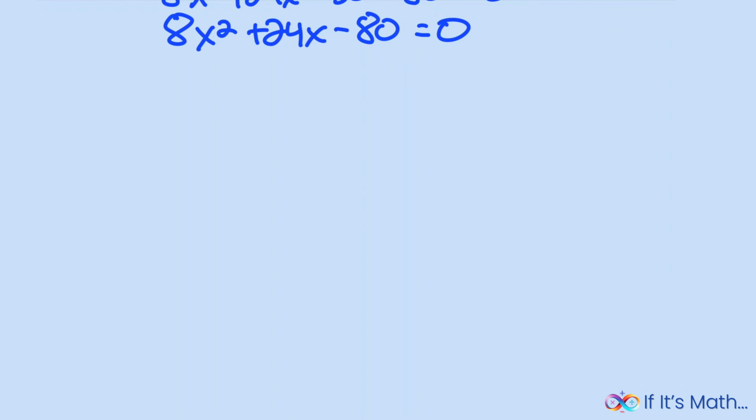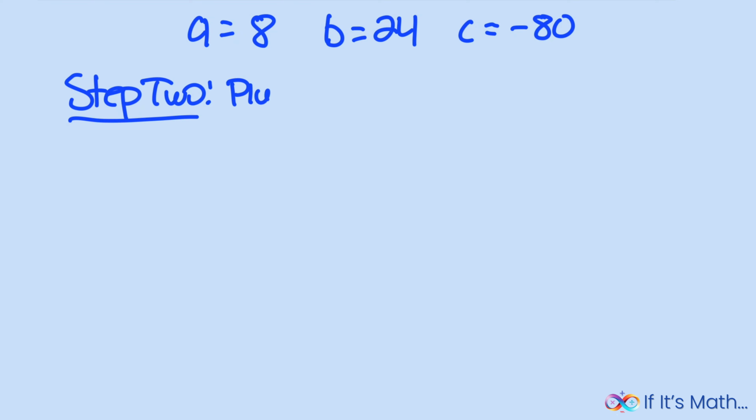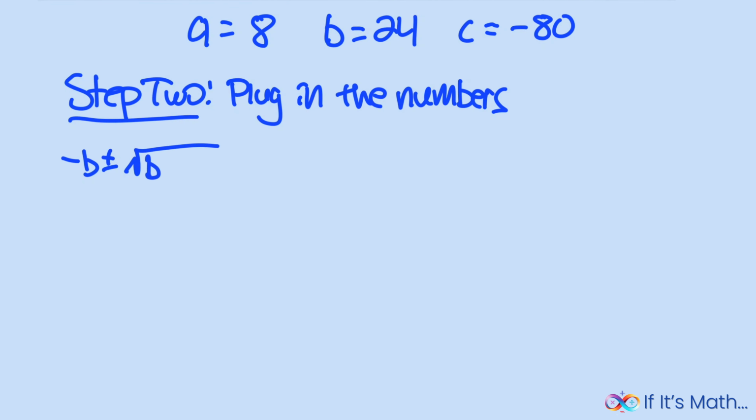Okay, so then remember step 2 is going to be that we need to plug these numbers into the quadratic formula. So here is that formula again. So we need to plug in the 8, 24, and negative 80. And when we plug those numbers in, this is going to be what you end up needing to reduce down to get those two answers.